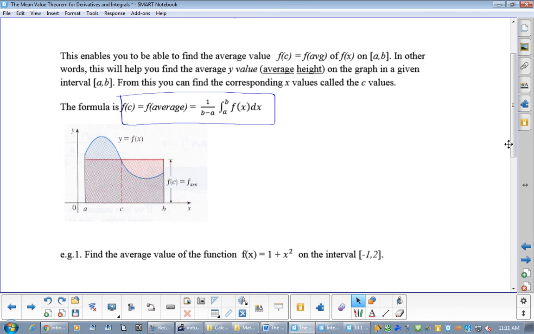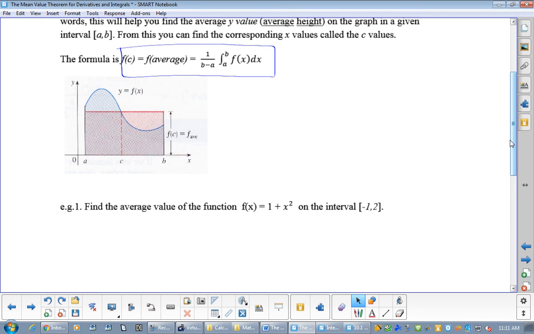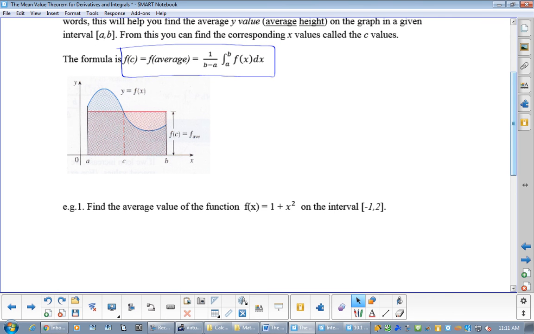Okay, so just so you know, this is what you're going to find: the height. It'll take all of your, see the blue that was in the back? That would be the average height of all of the area under the graph. And that's f of c. And then c is the middle of that rectangle. So again, this would be the average height of function f of x.